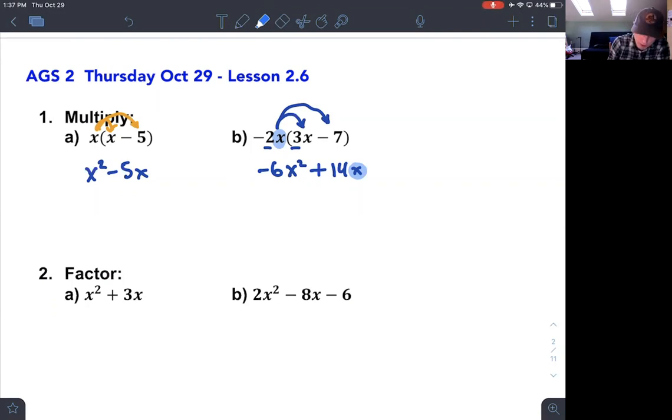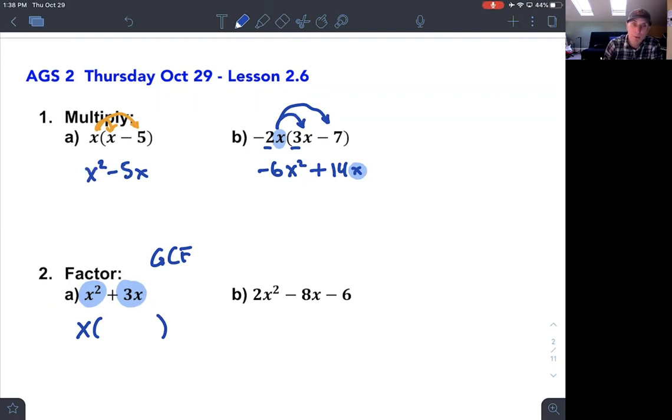Have you ever heard the term greatest common factor? Greatest common factor is what happens when you look at both of these parts right here. What do those have in common? What's in common in both of those terms? Think for just a second in your head. X. Yeah, so what happens then? The x is written outside the parentheses, okay?